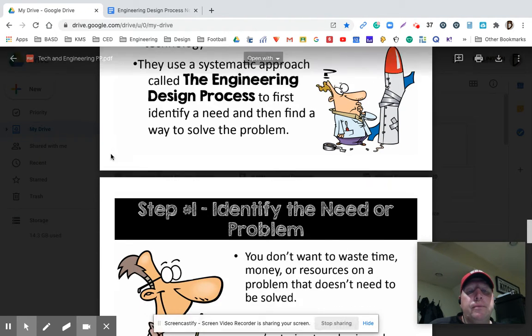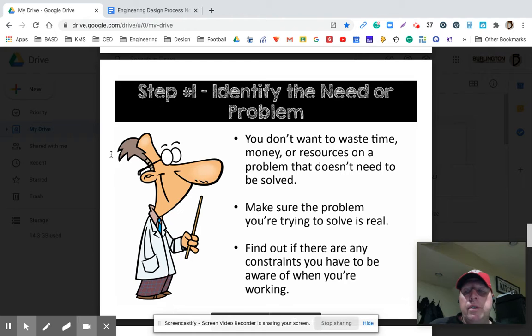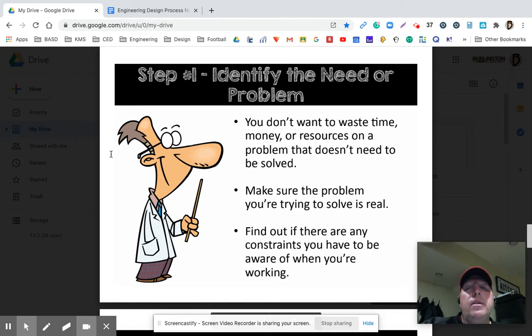Next slide. The first step in the engineering design process is to identify the need or the problem. You don't want to waste time, money, or resources on a problem that doesn't need to be solved. Make sure that the problem you're trying to solve is real and find out if there are any constraints that you have to be aware of when you're working. So engineers either solve a problem or take something and make it easier for the consumer. There are lots of different ways that they go about doing this.